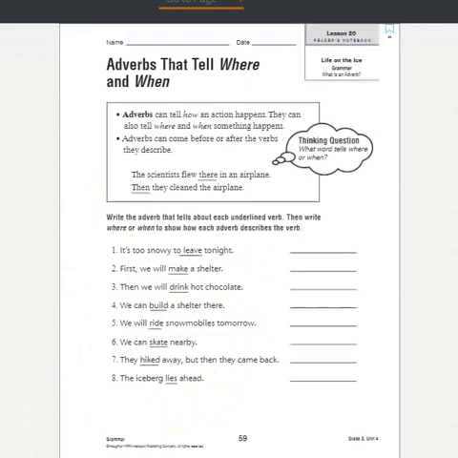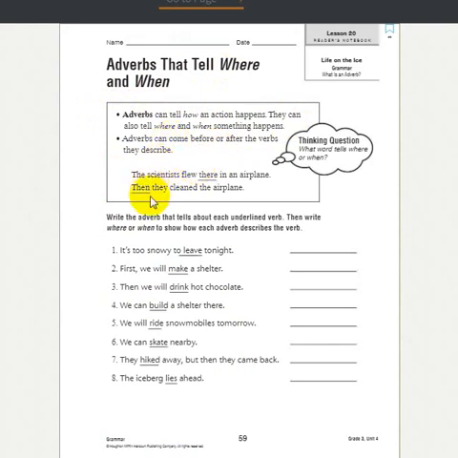And here in page 59, we're going to talk about adverbs that tell where and when. So adverbs can tell how an action happens. They can also tell where and when something happens. Adverbs can come before or after the verbs they describe, just like we talked about before, right?